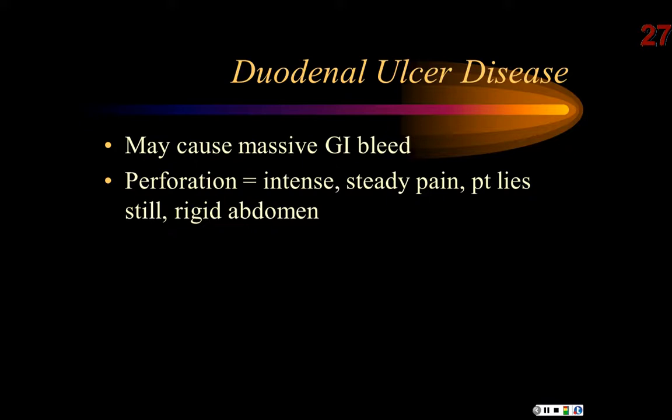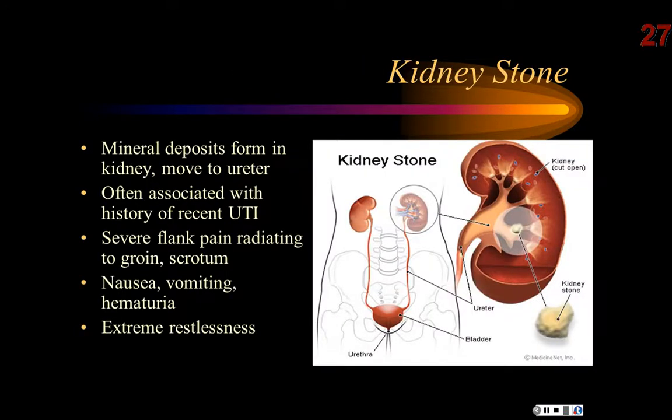All right, so duodenal ulcer disease can actually cause a massive GI bleed. And then perforation is this intense, steady pain. They're going to lie extremely still, and they may have that rigid abdomen. Now, remember, rigidity could be, I push on it and it's hard, or maybe they're flexing to guard it. If they're flexing to guard it, is that still considered a rigid stomach? I would consider it guarding, yeah, or rigidity, either one.